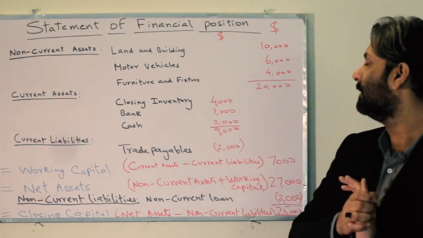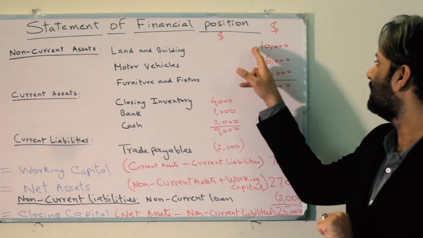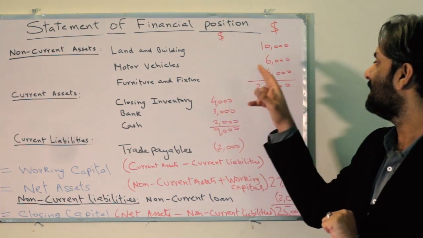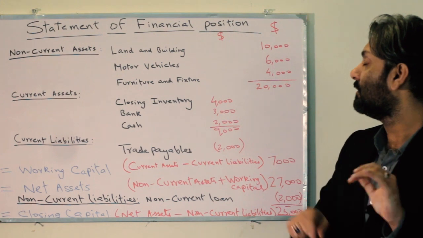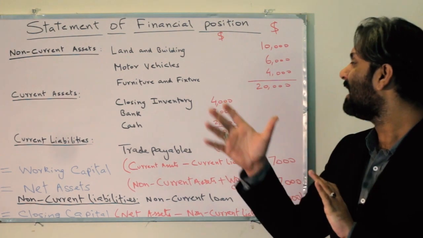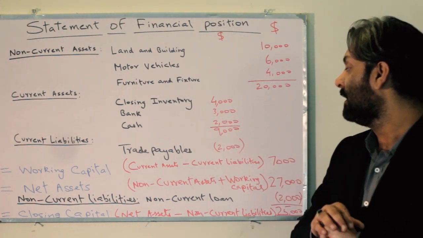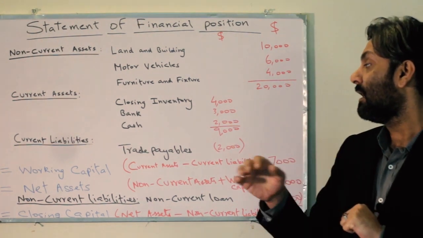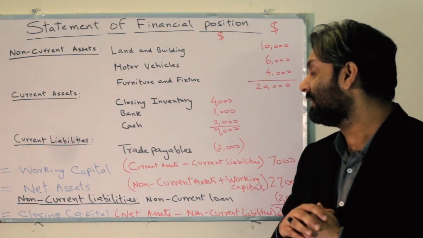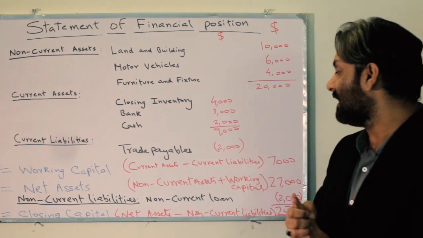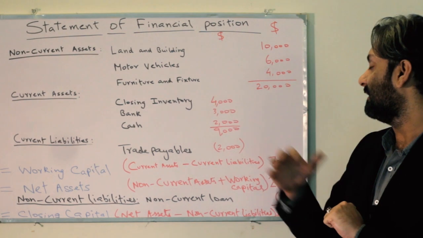Okay, so what do we do? We add up all the non-current assets. We have land and building 10,000, motor vehicle 6,000, furniture and fixture 4,000, and we have 20,000 in total, which is the total of non-current assets. Then we have the current assets, which total 9,000. Now, we have not added current assets to the non-current assets. Instead, we are following a different path, where we are subtracting current liabilities, which are the loans or liabilities payable within 1 year, from the current assets.